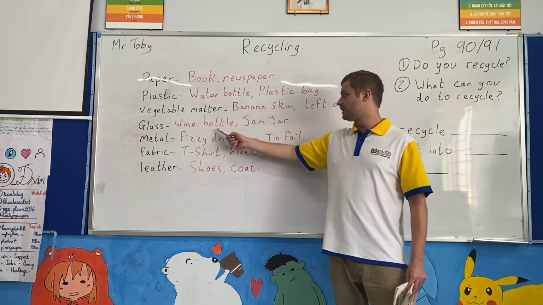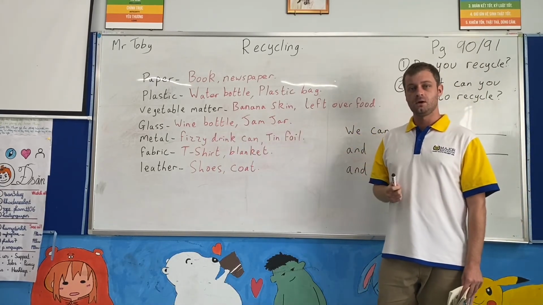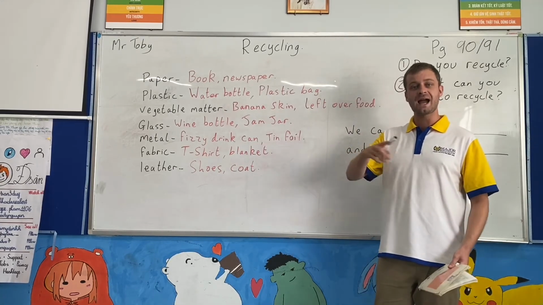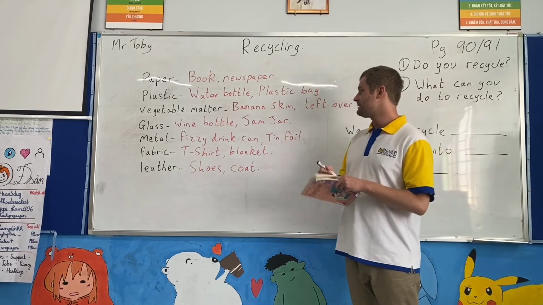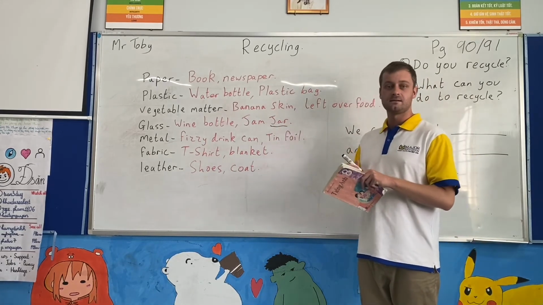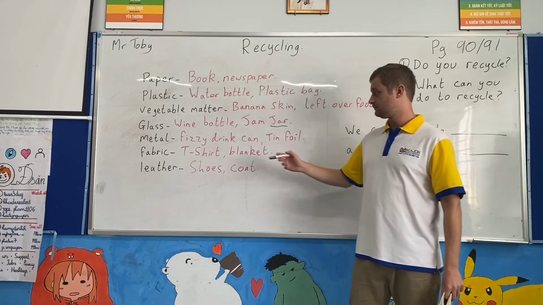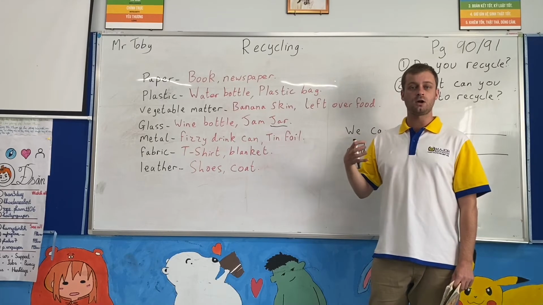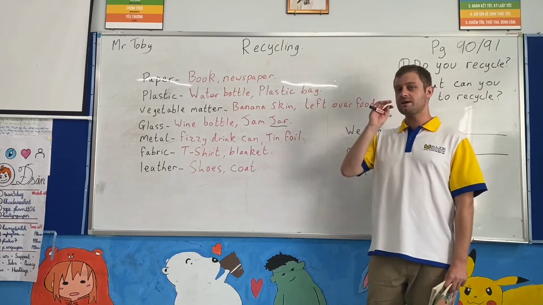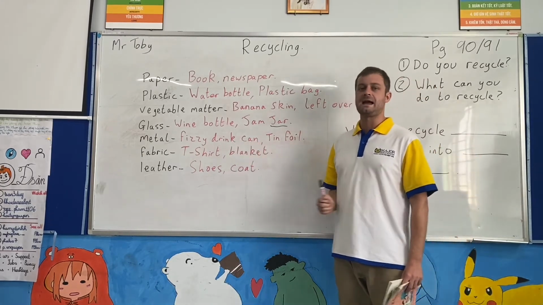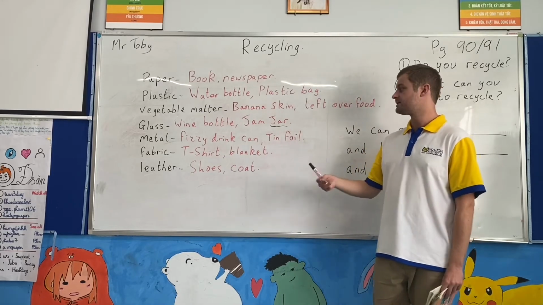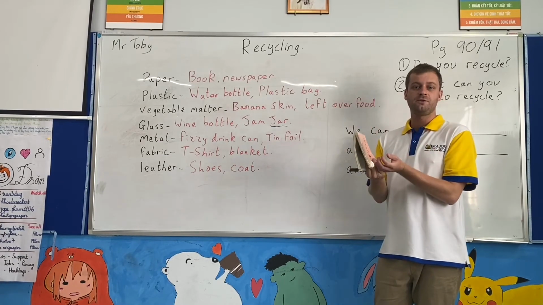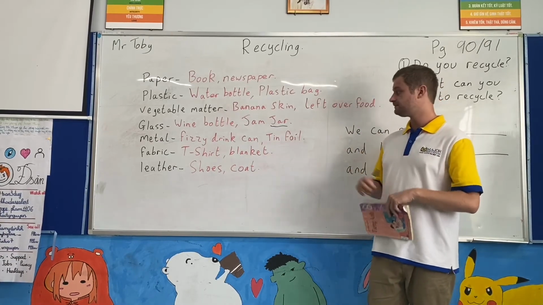Glass, we have wine bottle or jam jar. Now a jam jar you buy at the supermarket and it has jam in. A jar is anything made of glass that we put food in. Metal, fizzy drink can. You buy a can of Coca-Cola or 7-Up. You drink it and you can recycle the can. It can be turned into something else. And tin foil. We use this to wrap our food in and put it in the fridge.